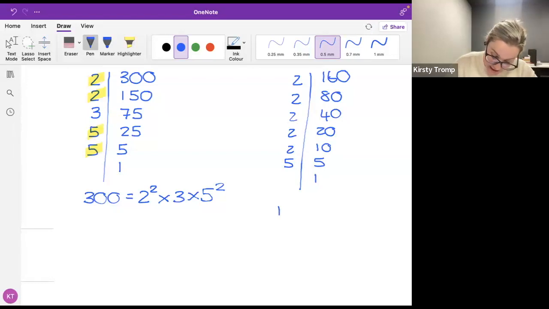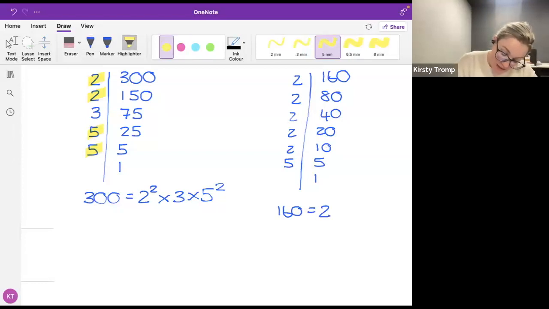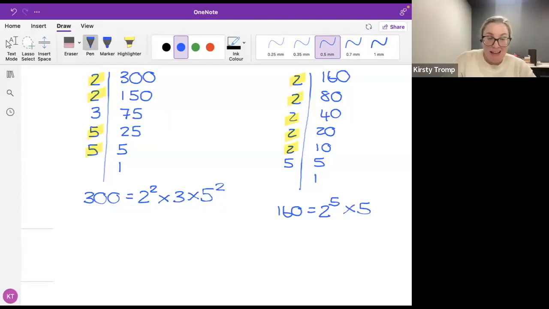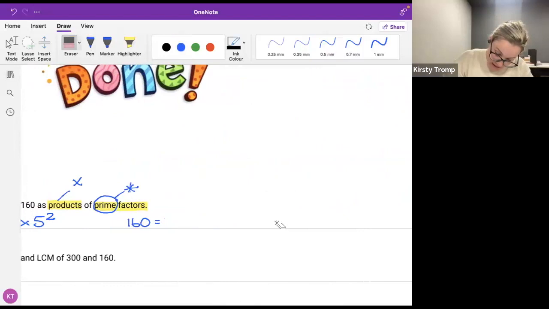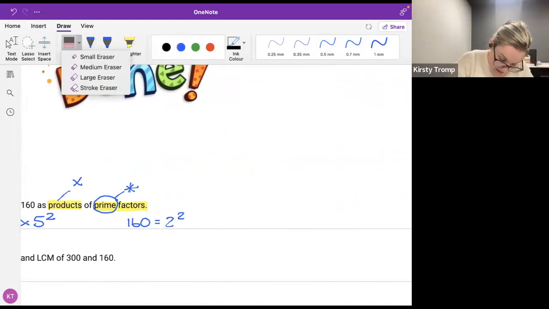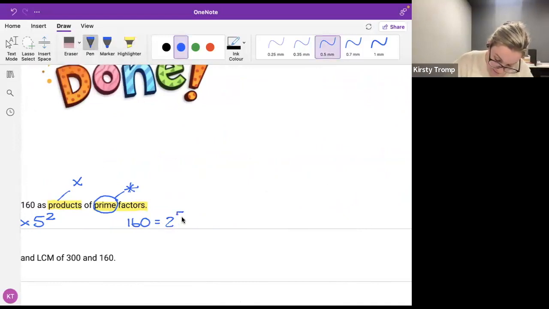So I'm going to have 160 is equal to 2. How many times do I see 2? 1, 2, 3, 4, 5 times. 2 to the power of 5 times by 5. And that's the exact same thing as saying 160 equals 2 to the power of 5 times by 5. Right, so it just makes it a little bit easier now when we do our next step.